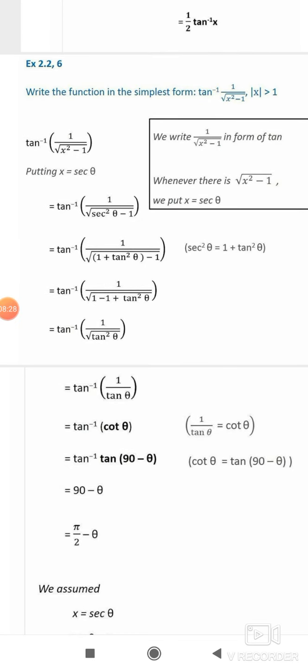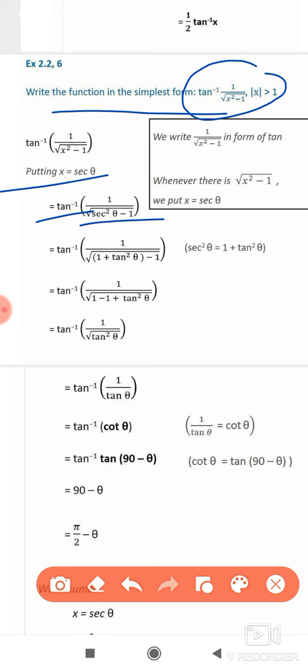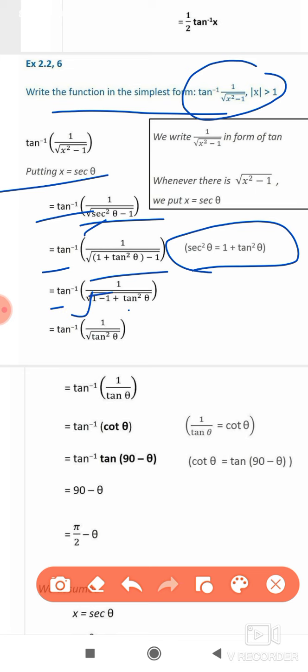In question number 6, what they are saying is write the function in the simplest form: tan inverse of 1 over under root x square minus 1, where mod x is greater than 1. Put x is equal to secant theta, then tan inverse of 1 over under root secant square theta minus 1. Secant square theta is equal to 1 plus tan square theta, so it is tan inverse of 1 over under root 1 plus tan square theta minus 1. Then we are left with 1 over under root tan square theta, which will be equal to 1 over tan theta. We know that 1 over tan theta is equal to cot theta, then it is tan inverse cot theta.